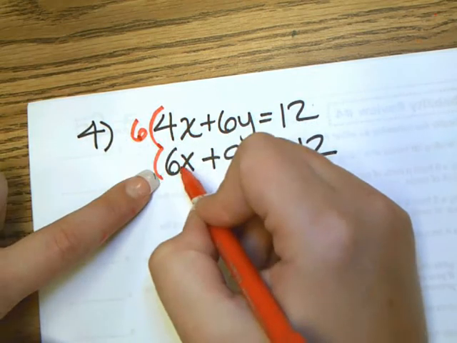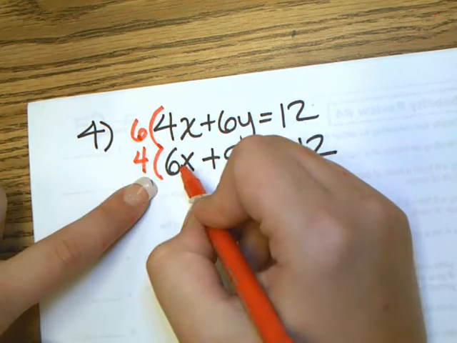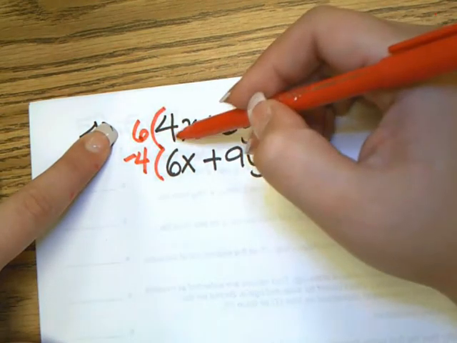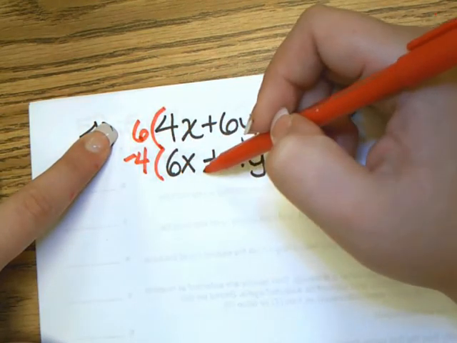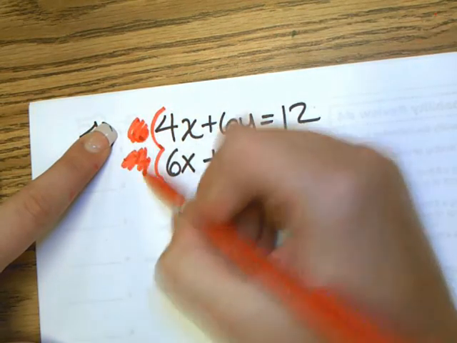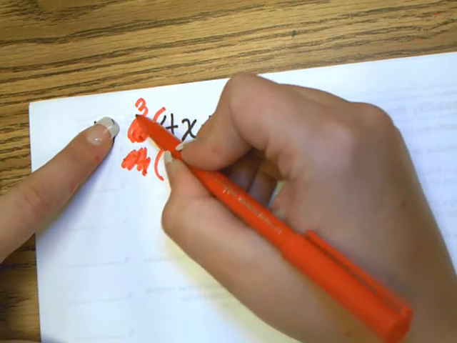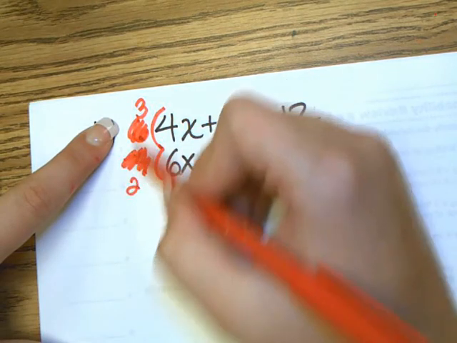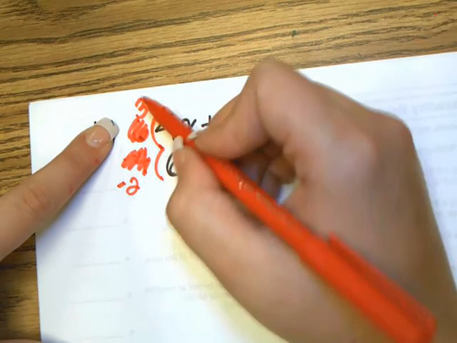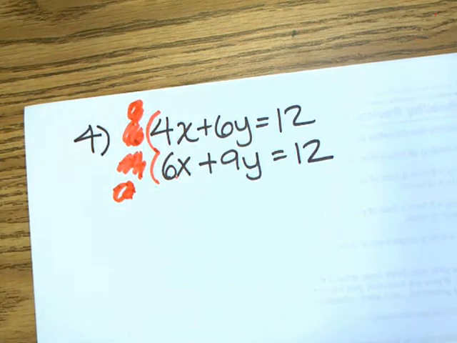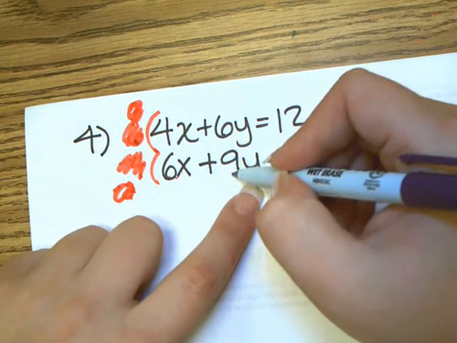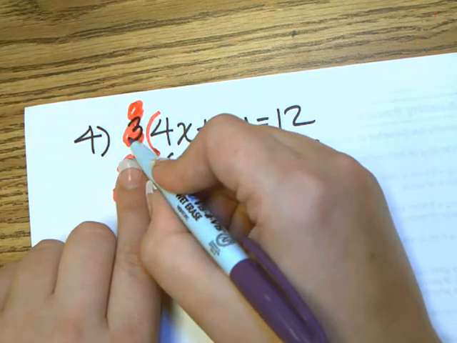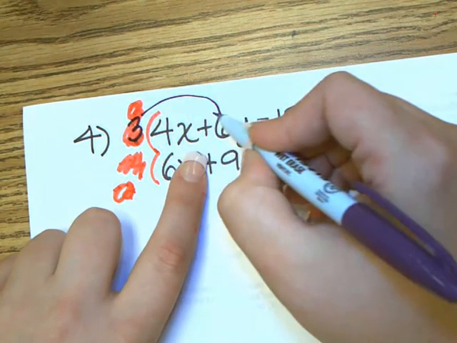So what I could do is multiply the top equation by 6, because then 6 times 4 is 24, and then I can multiply this by 4, and I'd have 24, but one of them has to be negative. So let's say I make that one negative. Then I'd have 24x and negative 24x. Or I can multiply this by 3, because then I'd have 12, and then I can multiply this by 2, and then I'd have 12 and make one of them negative. That would work. Or, there's lots of options here.